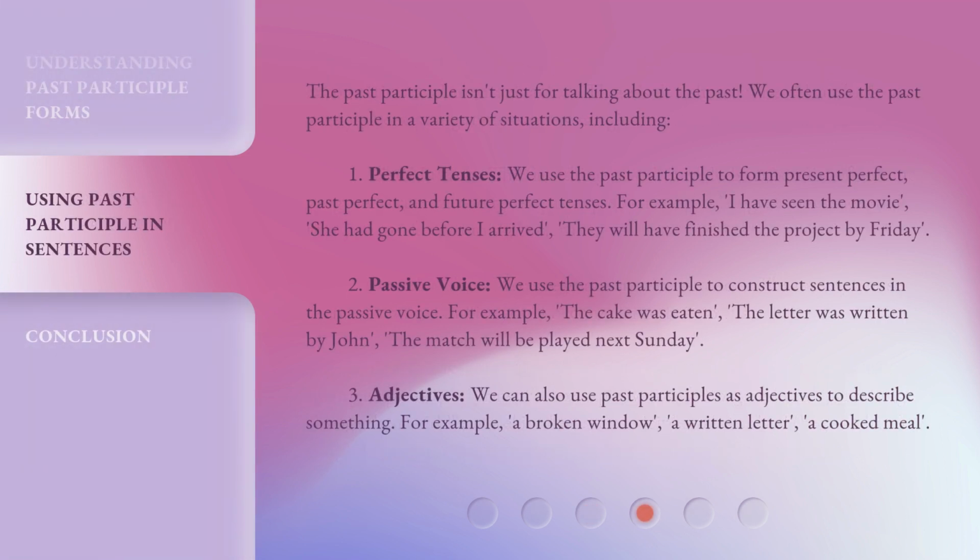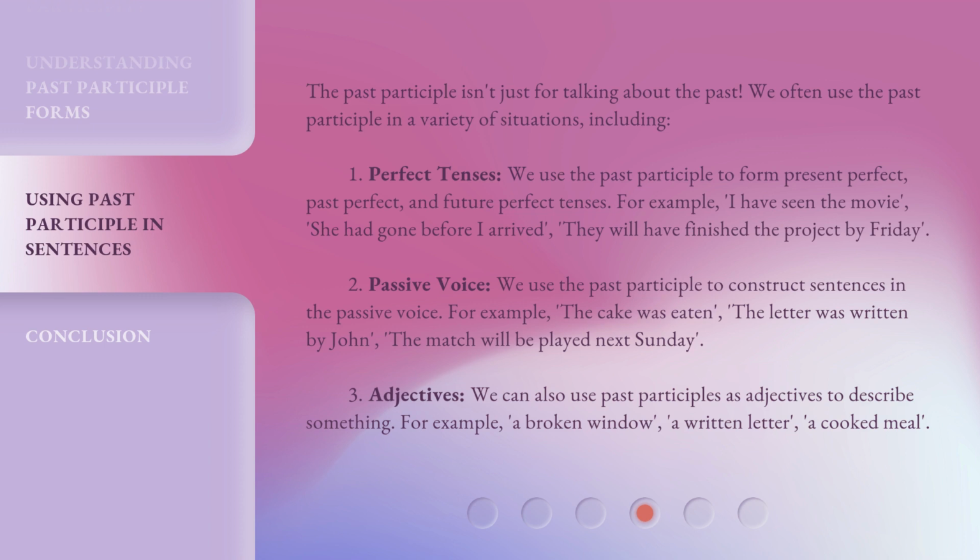The past participle isn't just for talking about the past. We often use the past participle in a variety of situations, including 1. Perfect tenses. We use the past participle to form present perfect, past perfect, and future perfect tenses. For example, I have seen the movie, she had gone before I arrived. They will have finished the project by Friday.